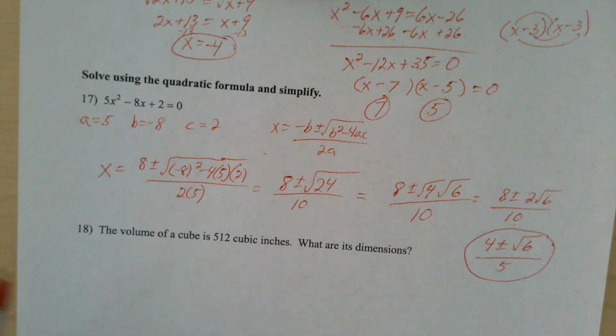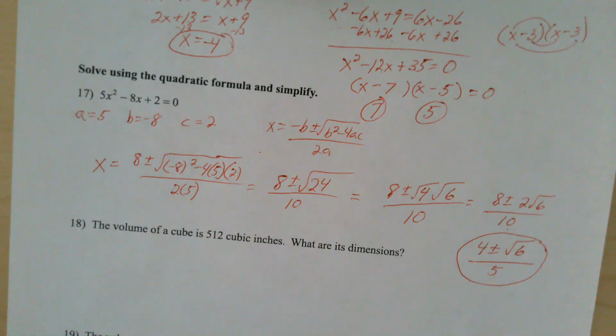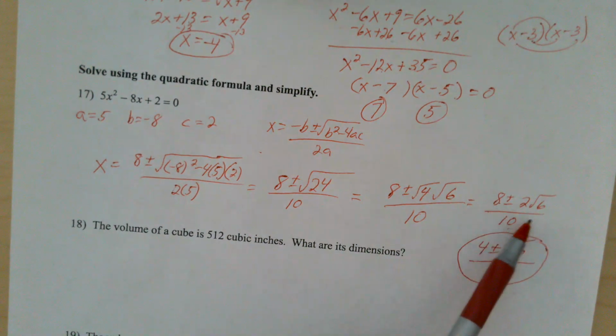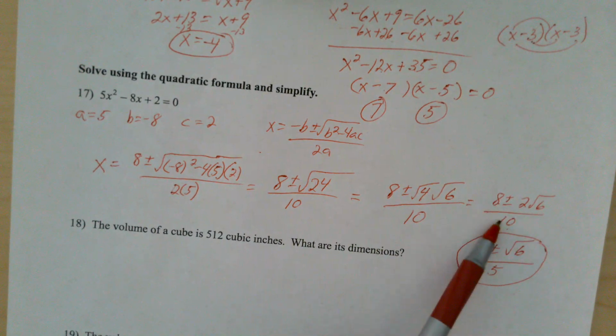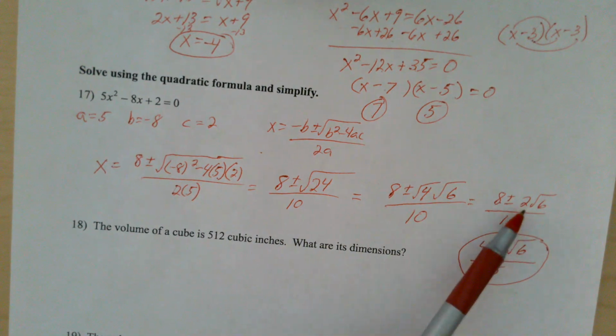So I just want you to be aware of equivalent answers, especially if you take the SATs. You need to recognize that this is the simplified answer to this. Okay, so just keep that in mind. Another way you can think of this, if I put a 10 underneath each of these, 8 over 10 is 4 over 5.